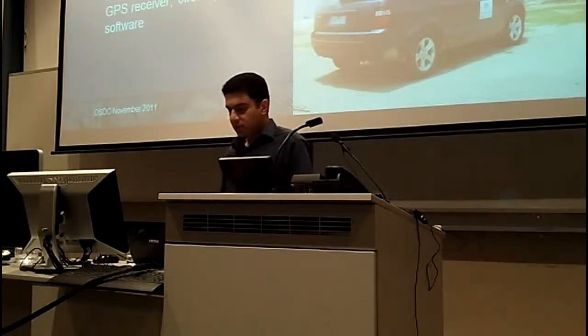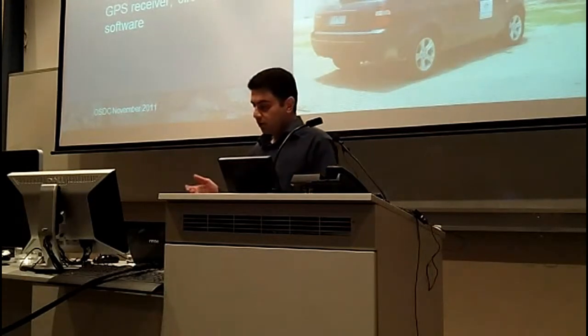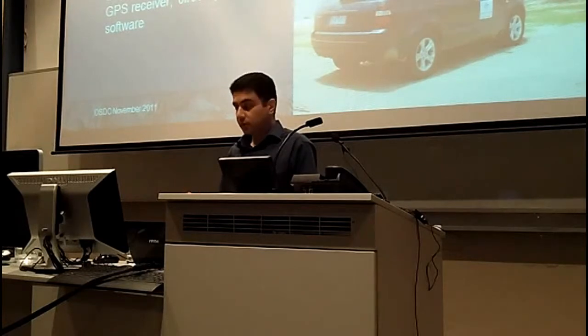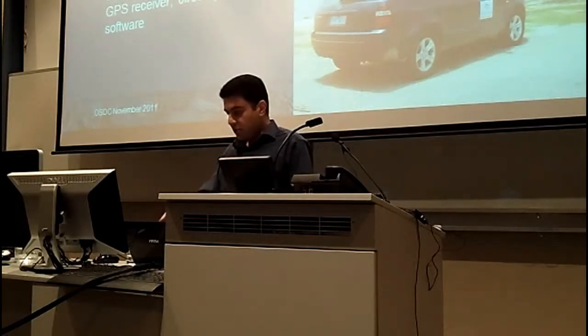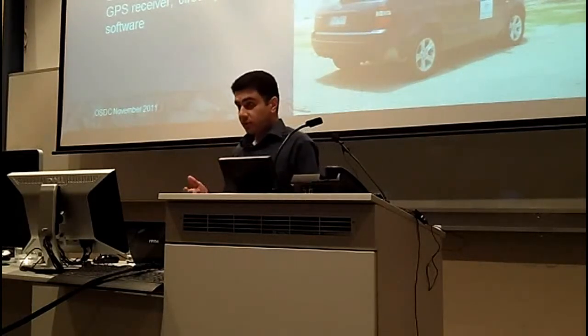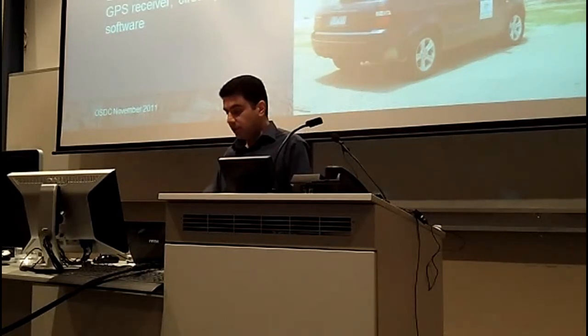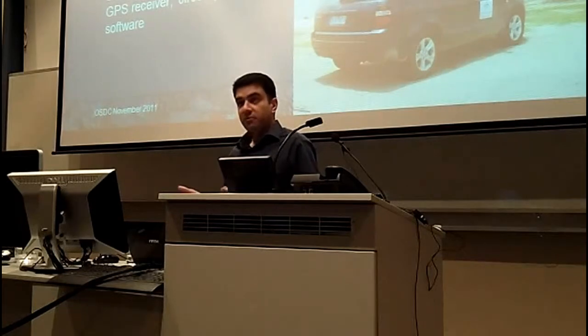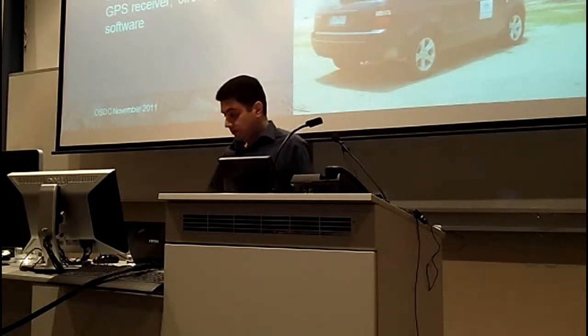And the system consists of Ethernet cameras, tripods, a GPS receiver, circuitry, and the RICS software. So the image at the top there is the graphical user interface, and the vehicle at the bottom there is the vehicle that we usually use for surveys.